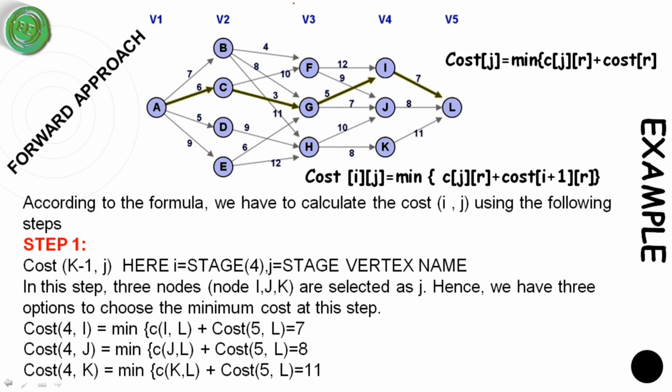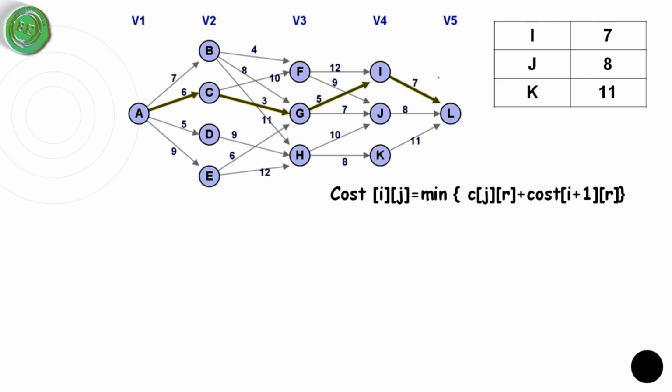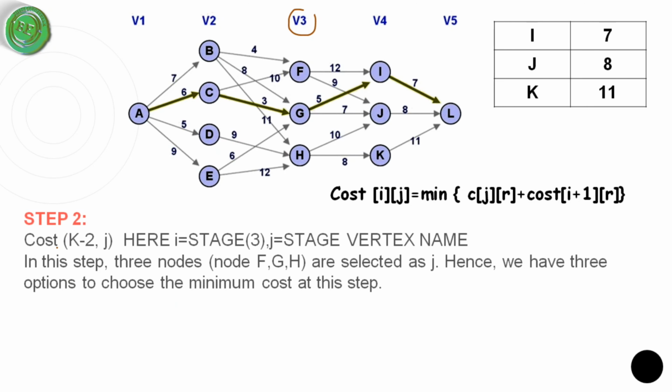In the next step, we are going to find the cost of each vertex in third stage. So here I represented I, j, k values in a table form. So the cost of I is equals to 7 and cost of j is equals to 8 and cost of k equals to 11. So we are going to find the cost of third stage vertices. So here cost of k minus 2, the k value is equals to 5. So 5 minus 2 is equals to 3. So 3 means nothing but the stage value. So third stage vertices, that means F, G, H are selected and we are going to find the minimum one.